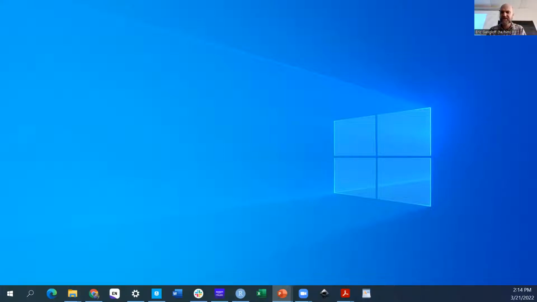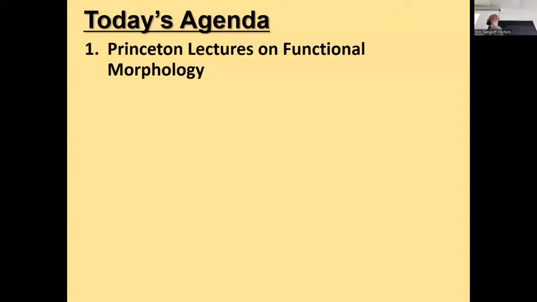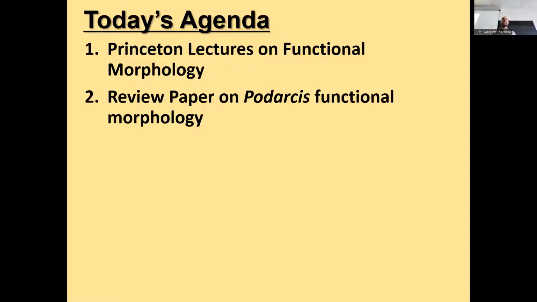Okay, so we are going to start off. Princeton is going to give a lecture on functional morphology with some examples in reptiles. So this is picking up on the topic we started before break. I lectured a little bit about some of the work with the Podarcis lizards in Cincinnati. We saw some examples of that, and Princeton's going to pick up with that today. And then we're going to review the paper that you read for today on Podarcis muralis functional morphology.